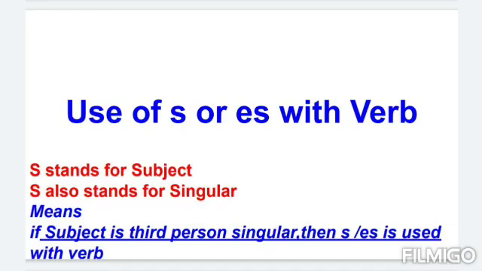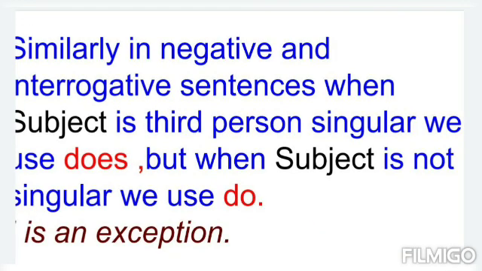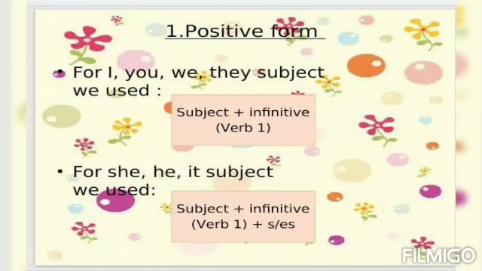So where do we add s or es with first form of verb? If subject is third person singular, then s or es is used with first form of verb in the sentence. Now let's see where do we use do or does. In negative and interrogative sentences, when subject is third person singular, we use does, and when subject is not singular, we use do. I is an exception. With I, we always use helping verb do.